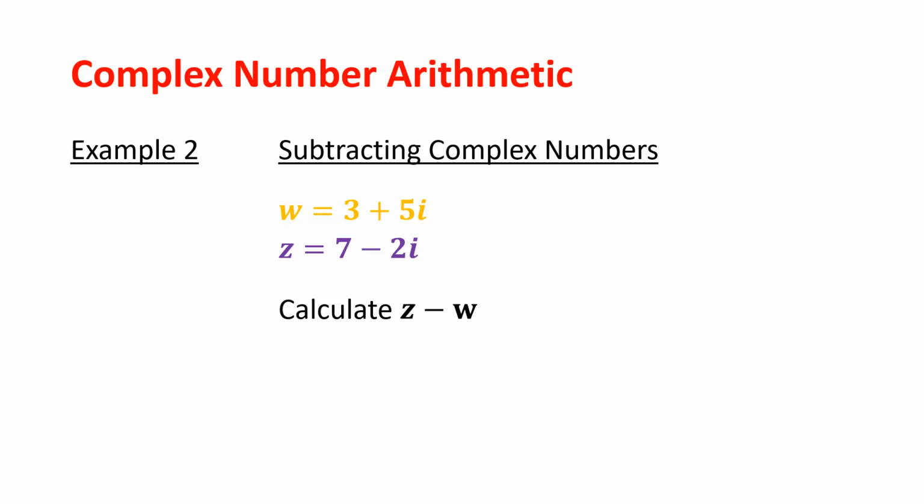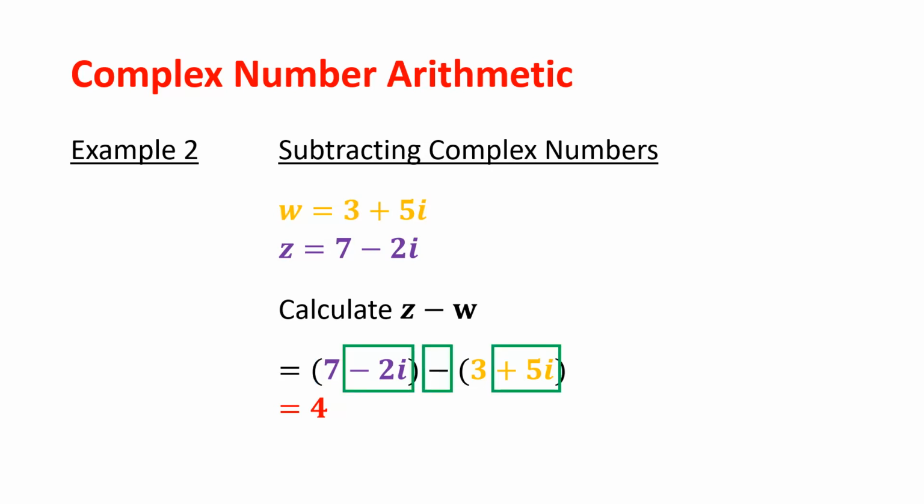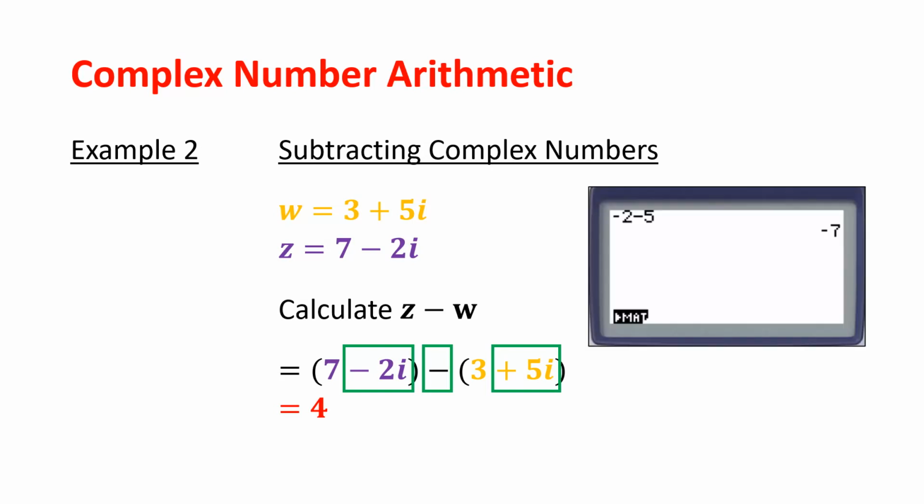Right? How about subtracting? Let's subtract complex numbers. So we want to subtract w away from z. Z take away w. So let's write down z and subtract w. And I like to put brackets to keep track of what's going on with our negatives. So once again, we subtract our real components. So 7 take away 3 leaves 4 real. And now we've got to go negative 2 take away 5. Now be careful, negative 2 take away 5 is negative 7. So that leaves us with minus 7i.